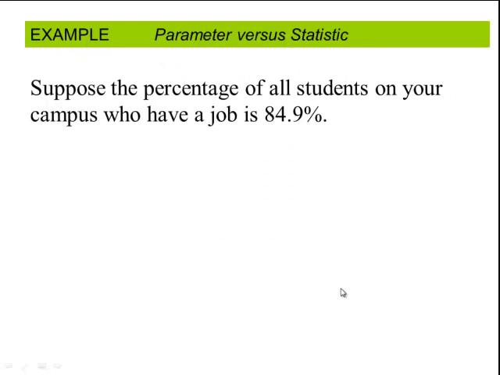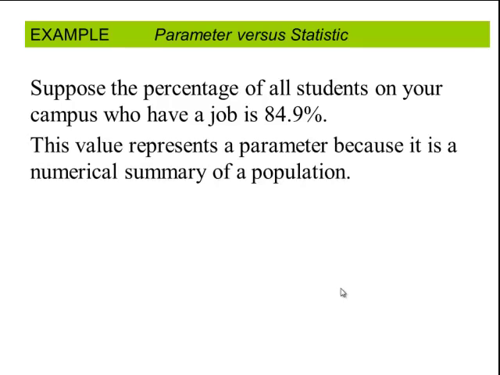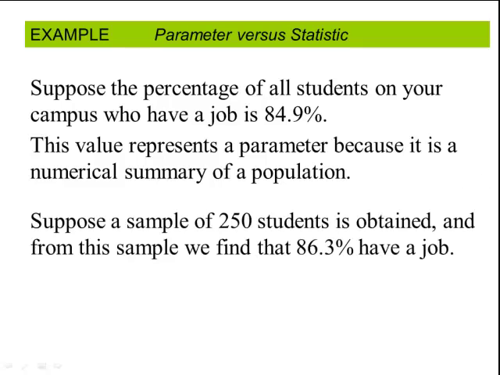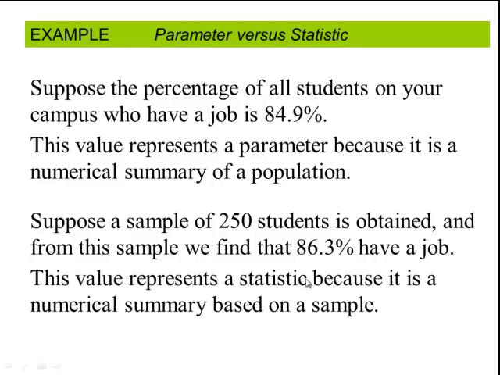Let's look at an example. Suppose the percent of all students in your campus who have a job is 84.9%. Is that a parameter or a statistic? It is a parameter because it is a numerical summary of a population. We know it's a population because in the wording here, "all" is the key word. Suppose a sample of 250 students is obtained, and from this sample we find that 86.3% have a job. Now, that is a statistic because it is measuring something about a sample. And again, we know it's a sample because it's told to us.